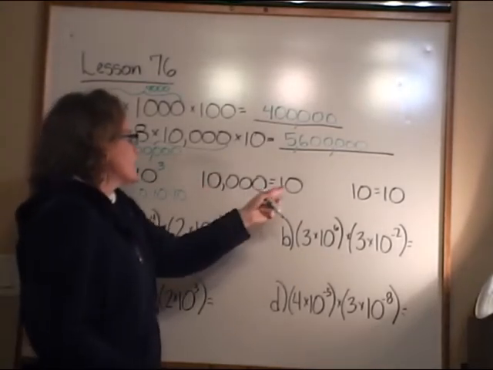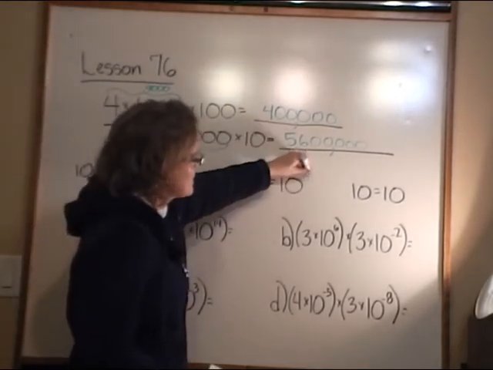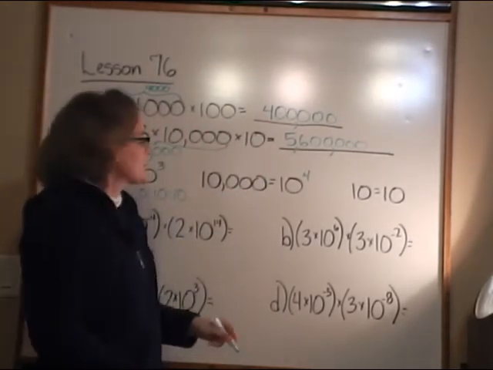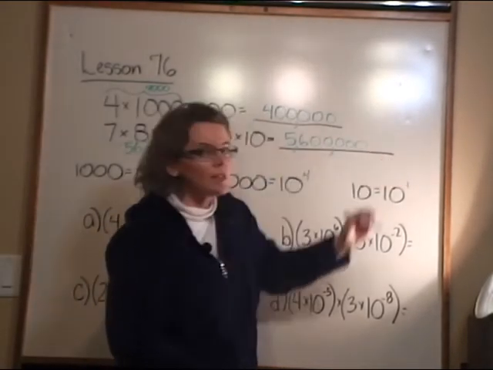So 10,000 equals 10 to the what? Well, I just add up the zeros. 1, 2, 3, 4. So 10 to the fourth. 10,000 equals 10 to the fourth. And 10 equals 10 to the 1. It's just 10.